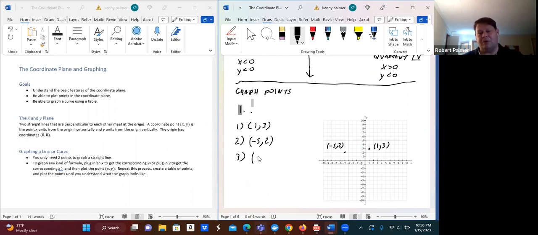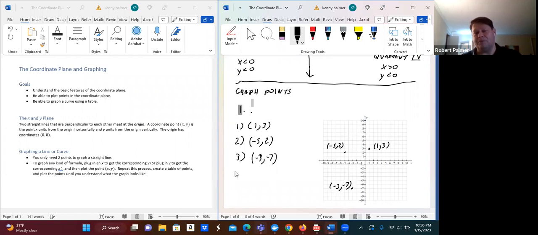Okay, let's do a couple more. How about we do -3, -7. So that's a -3. Same idea. So find -3 along the x-axis, which is right here, and -7 on the y-axis, which is down here. And so this point is going to be right here, which is -3, -7.